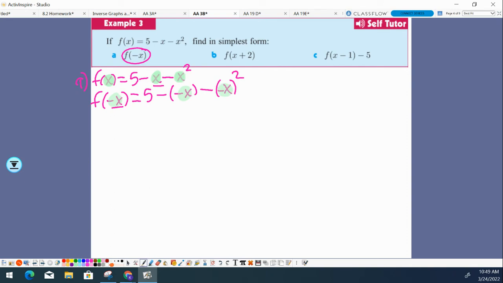Most people do okay with that, but simplifying your negative x's, people kind of struggle with. So let's walk through that. So just bring down the 5 because nothing changed there.